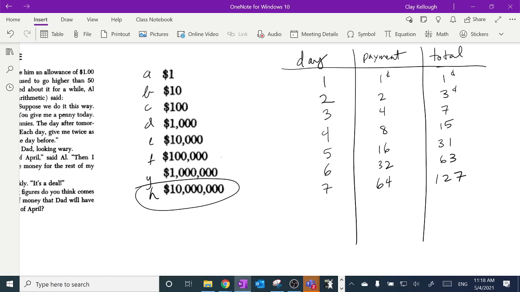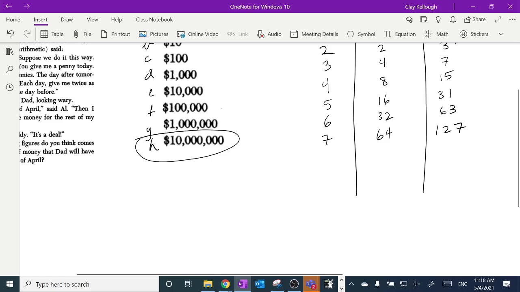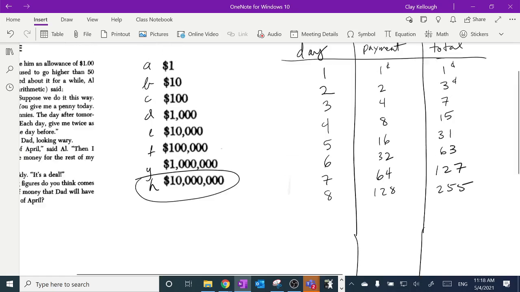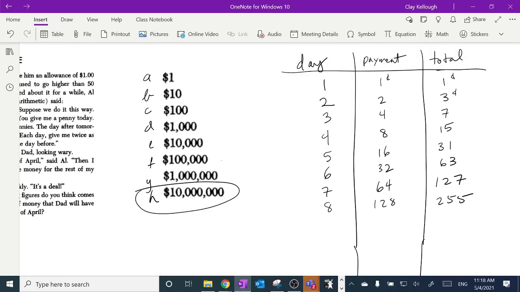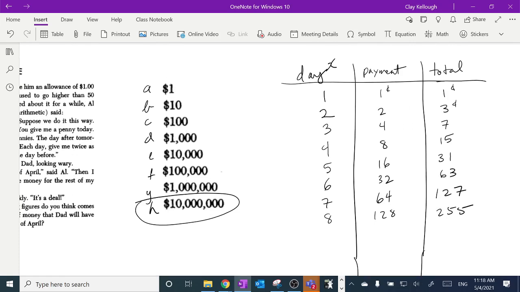In fact, if you kind of keep going with this, it starts turning kind of right away. 8 is now 128, so we are now at 255 cents, or $2.55. And then it starts kind of ballooning really quick after that. Let's go to kind of the math of this. If this is X, give me some sort of expression for this number.